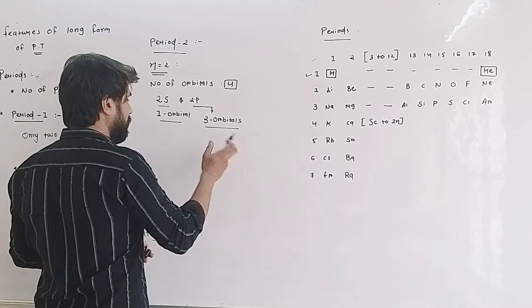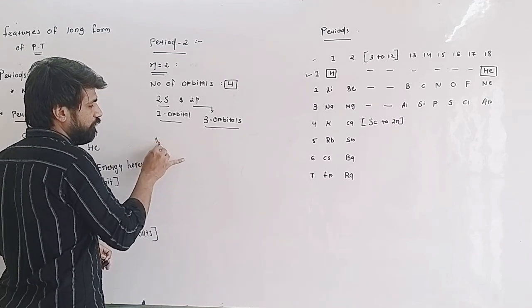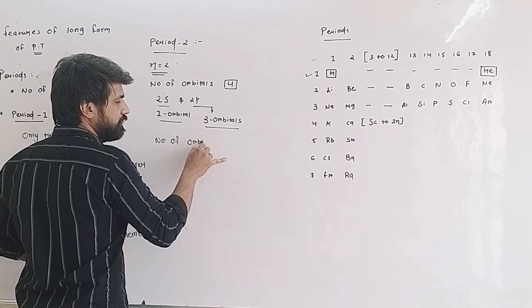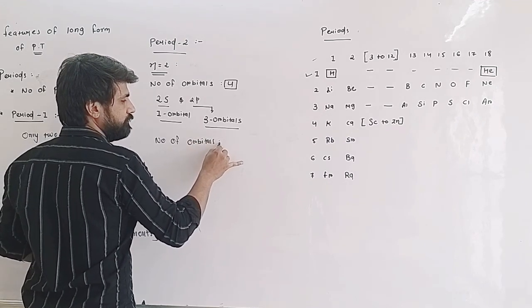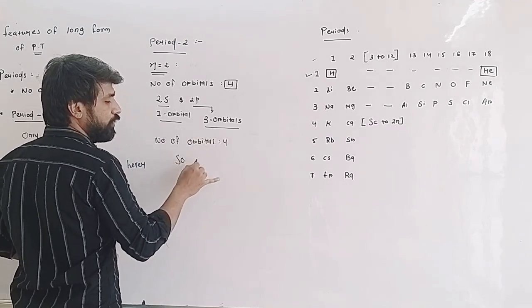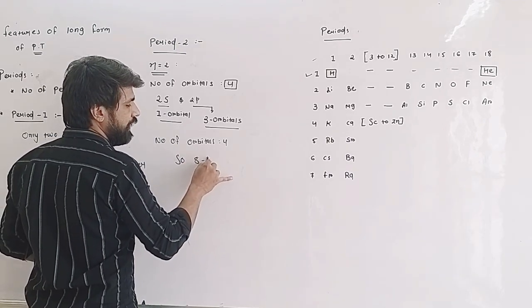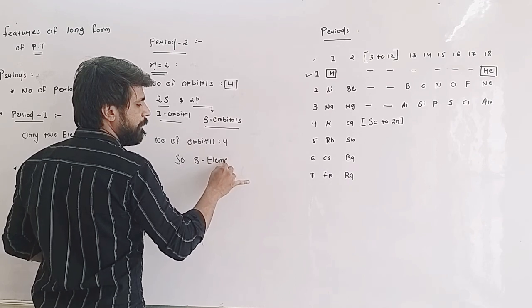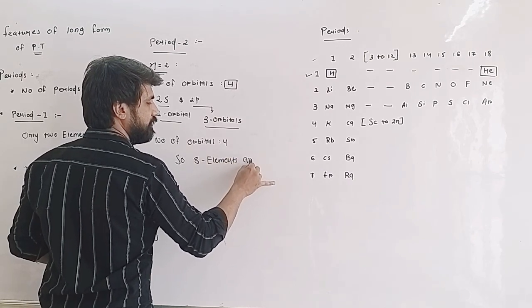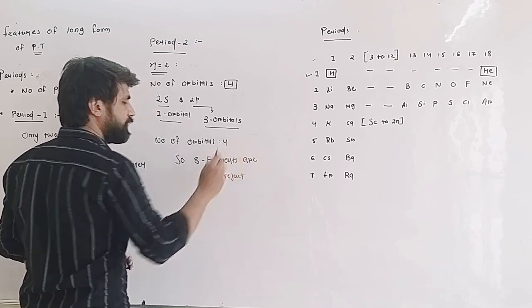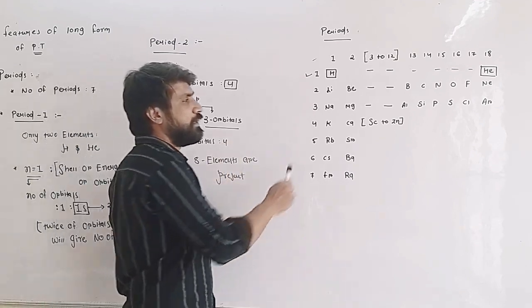So, elements will be 8. Number of orbitals are 4, so twice that, 8 elements are present. 8 elements are present. Is it clear?